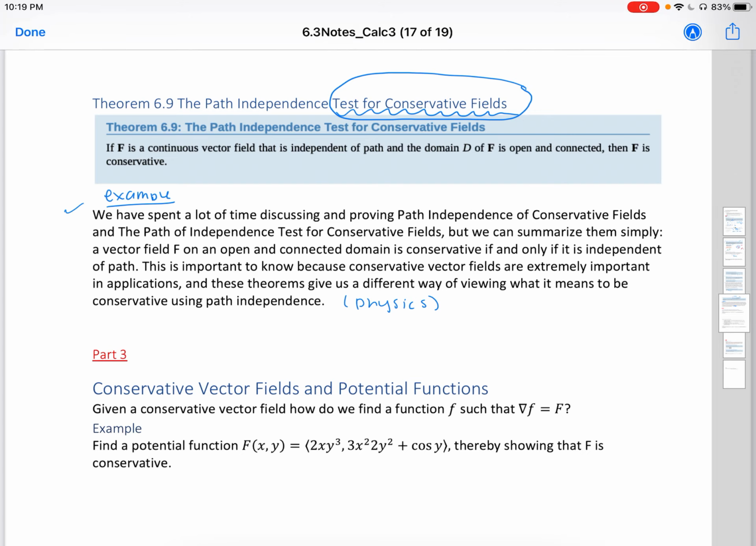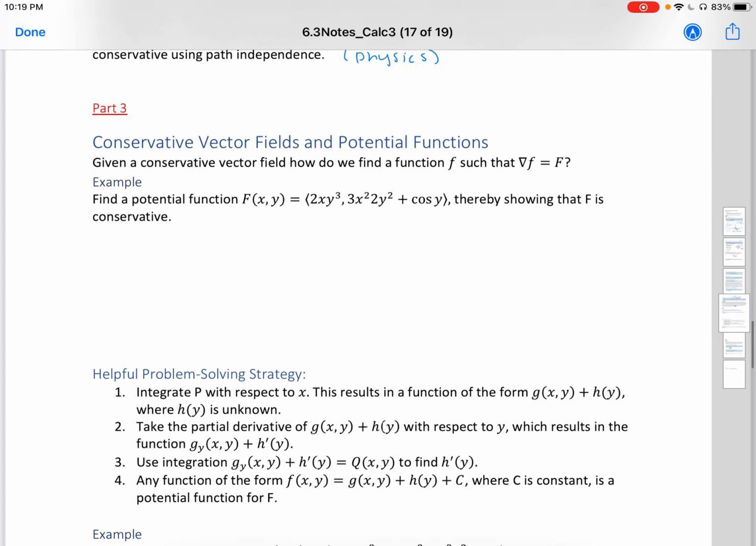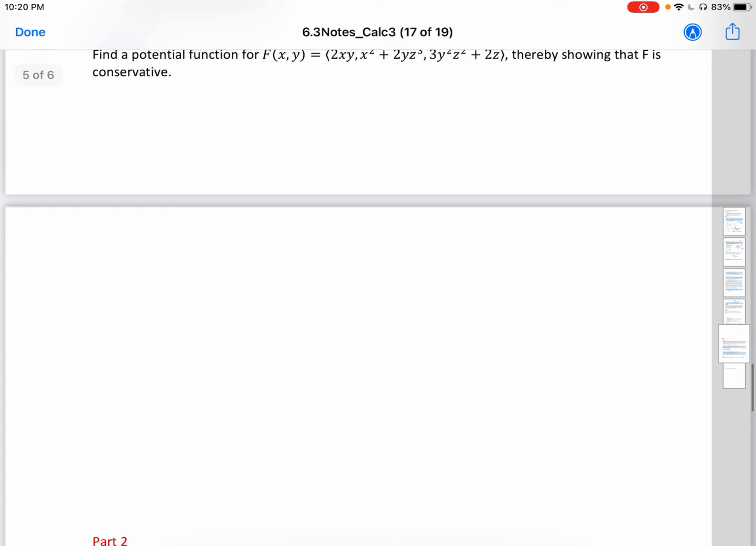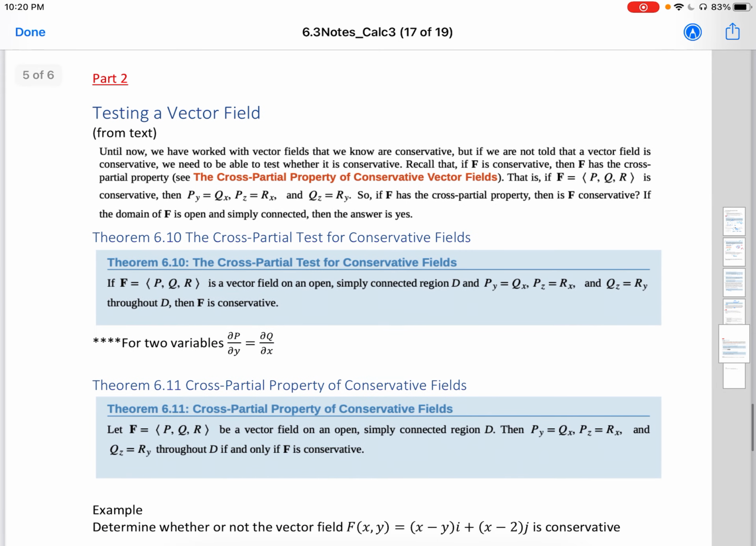So we're going to take a break. The next part of your text leads us into conservative vector fields and potential functions. Let's skip to the end of your text, where it begins with testing a vector field. So this is directly from your text.